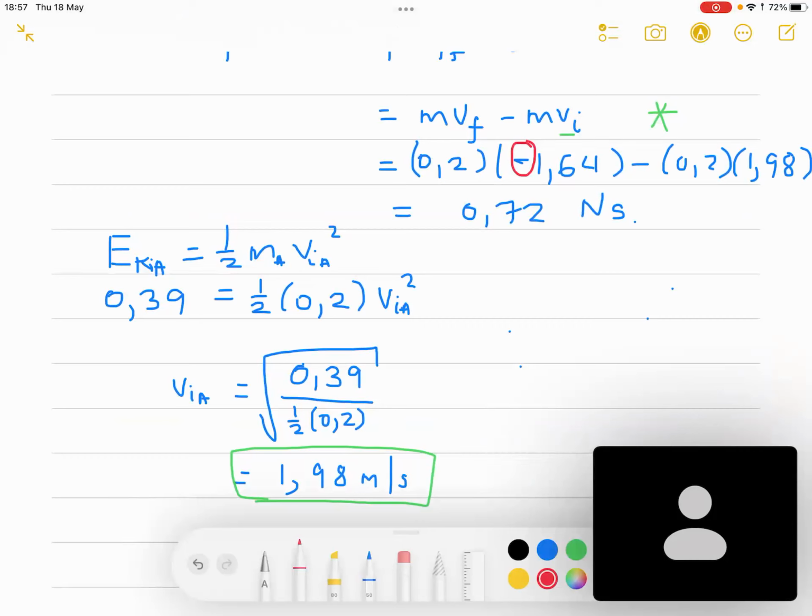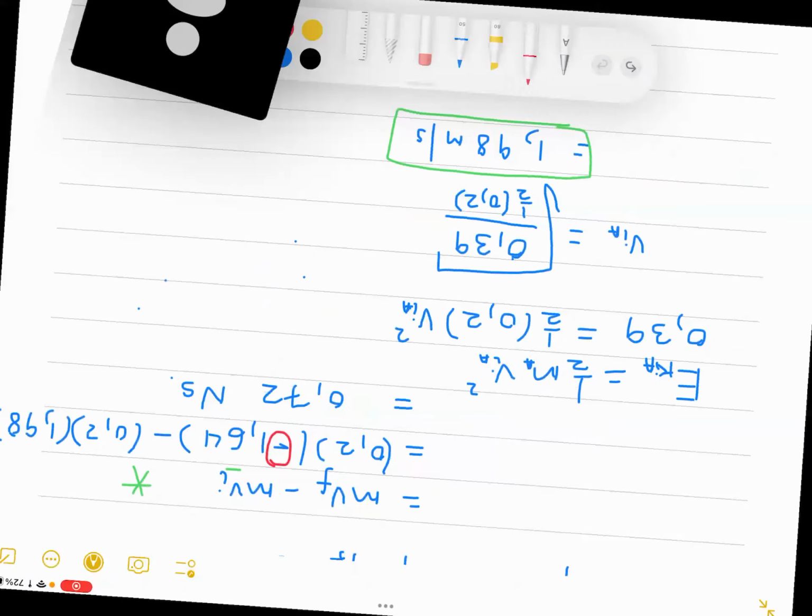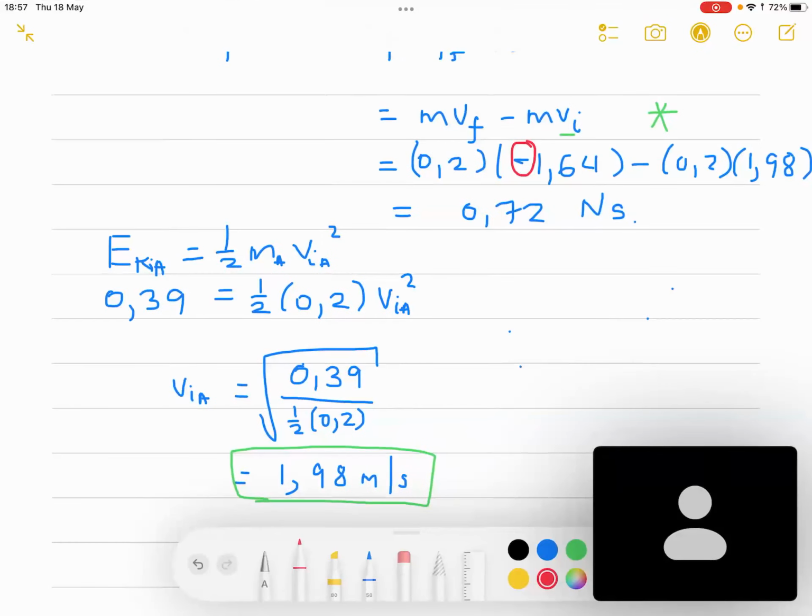Okay, so that was the last one. Do you have any questions? I seem to have a question with regards to the negative sign for the final velocity. If you could please explain the negative sign.